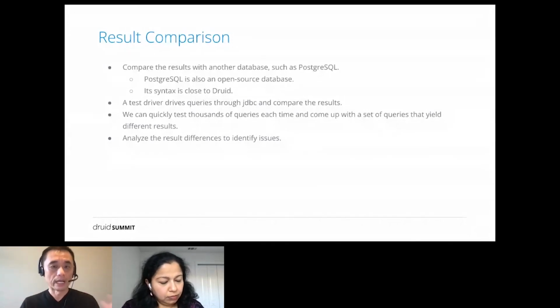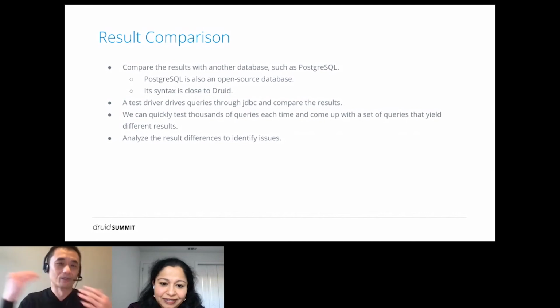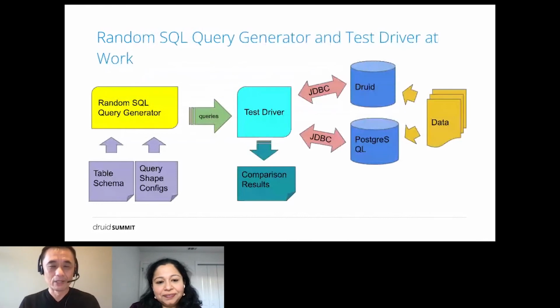Interestingly enough, a lot of times you also find bugs in Postgres. Sometimes the tool returns the right results and Postgres returns the wrong results. But since my salary comes from Imply, I'm not going to fix Postgres problems, but I am going to fix Imply's problems. So here's a picture of how this works.